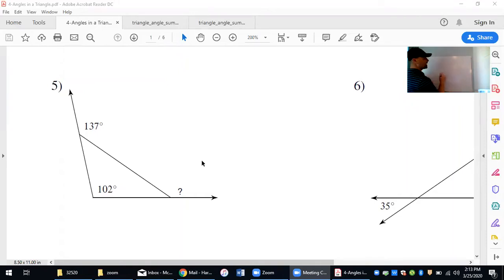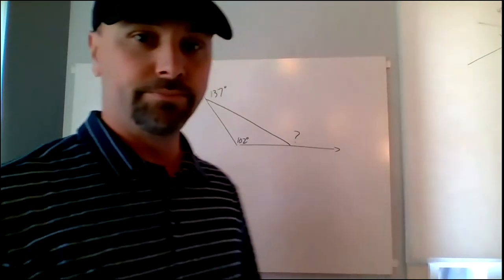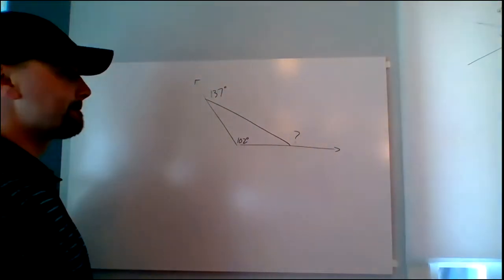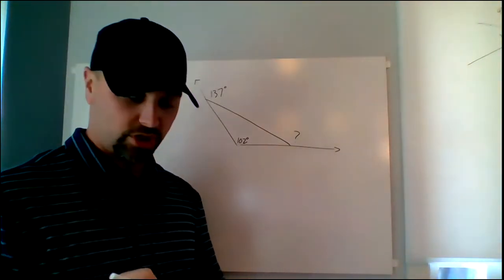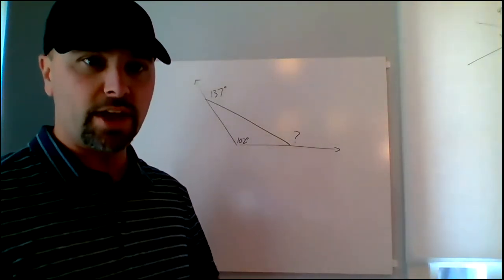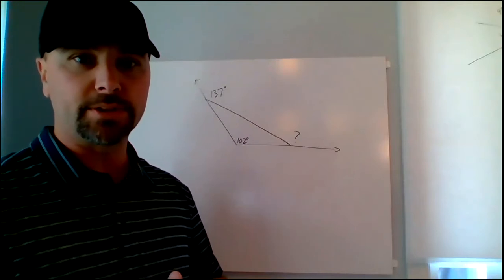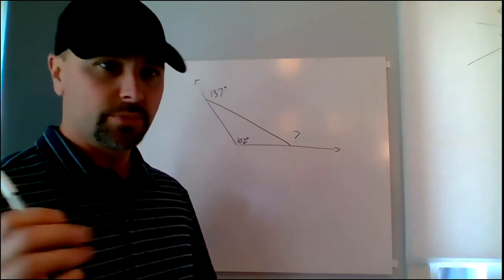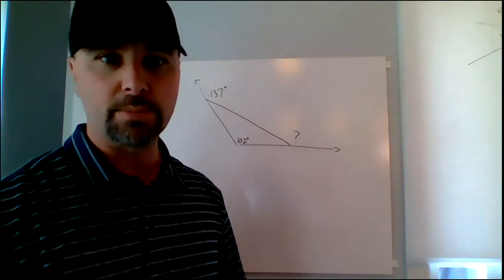So number 5 looks a little different. We have two rays with a line connecting. 137 degrees, 102 degrees. We're trying to find this angle. Remember in this worksheet, and you should have this worksheet, I should have sent it to you in the email today, it's just going to continue and get a little bit more complicated.